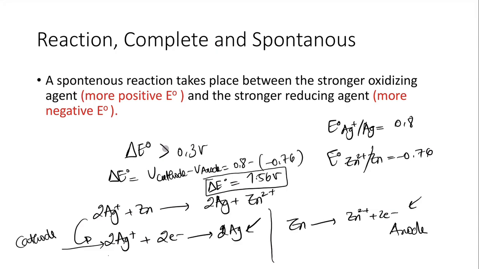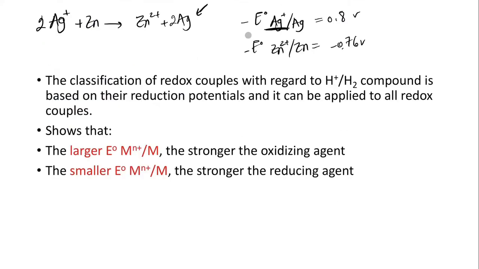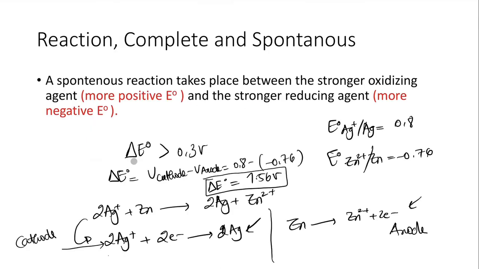So the reaction between the zinc and the ions of Ag plus can also be predicted by the gamma rule, whether it's spontaneous or not. We can go back to the gamma rule and predict if it's spontaneous or not. Or we can predict it through the reduction potentials that are given. And we can say if it's complete or not if the delta E is above 0.3.